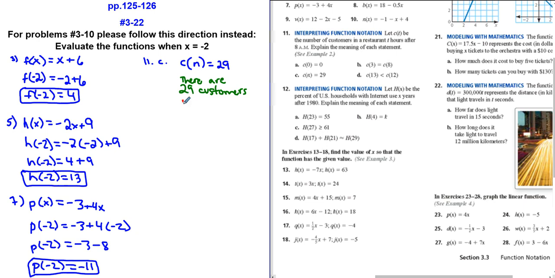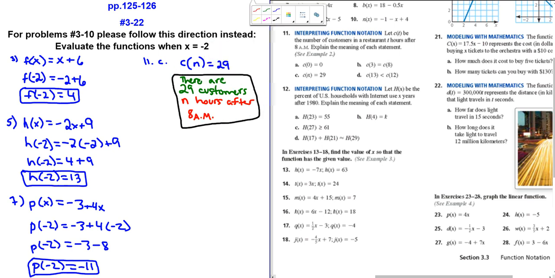So what that means is at some point after 8 a.m., there's going to be 29 customers. We don't know how many hours n is, but at some point after 8 a.m., there's going to be 29 customers. There's my answer. All right, so again, you are responsible for the other 3 parts of number 11, and you also need to do number 12. Those are going to be a little bit challenging, but please try your best to do those because that will really help you understand what function notation is getting at if you can understand these problems.